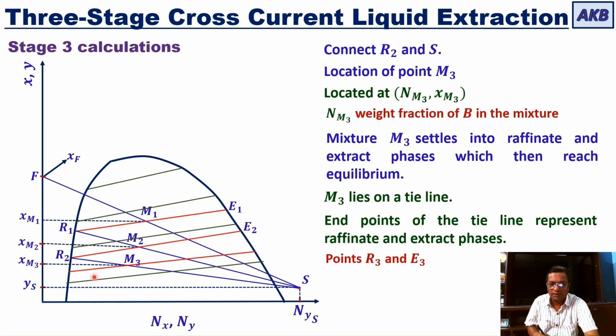So a tie line through M3, and the endpoints of this tie line will represent the raffinate phase and the extract phase that come out of stage number 3. Point R3 will represent the raffinate phase that comes out of stage number 3, and E3 represents the extract phase that comes out of stage number 3. Please note that R3 and E3 on the ternary equilibrium diagram are points representing the raffinate and extract phases that come out of stage number 3.